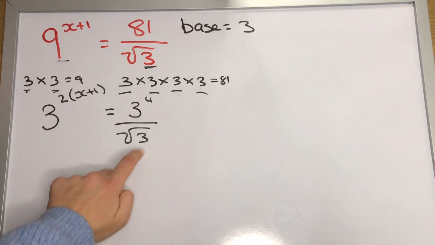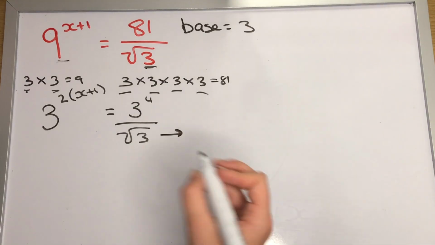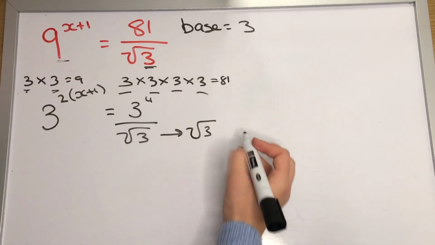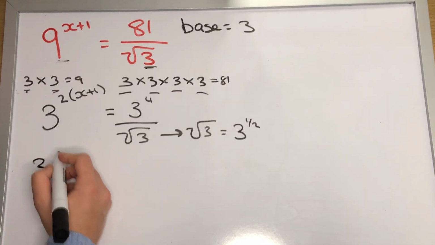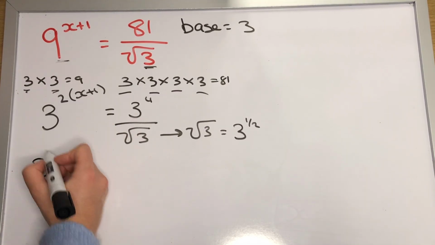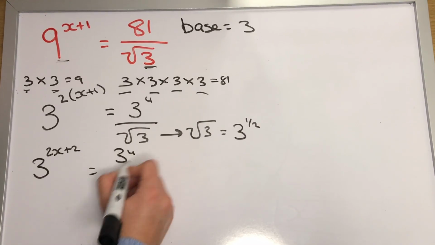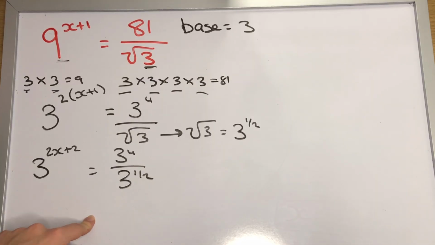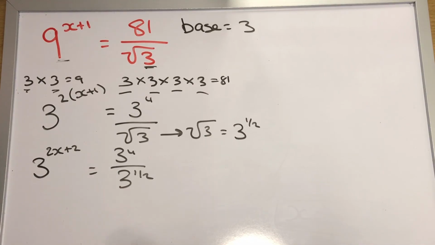Now, this should look familiar to another rule, because the square root of 3 is the equivalent of saying 3 to the power of a half. And I can multiply this out, so 3 to the power of 2x plus 2, all over 3 to the power of 4, all over 3 to the power of a half. So now I have successfully put everything in the base of 3. So now I'm already halfway there.